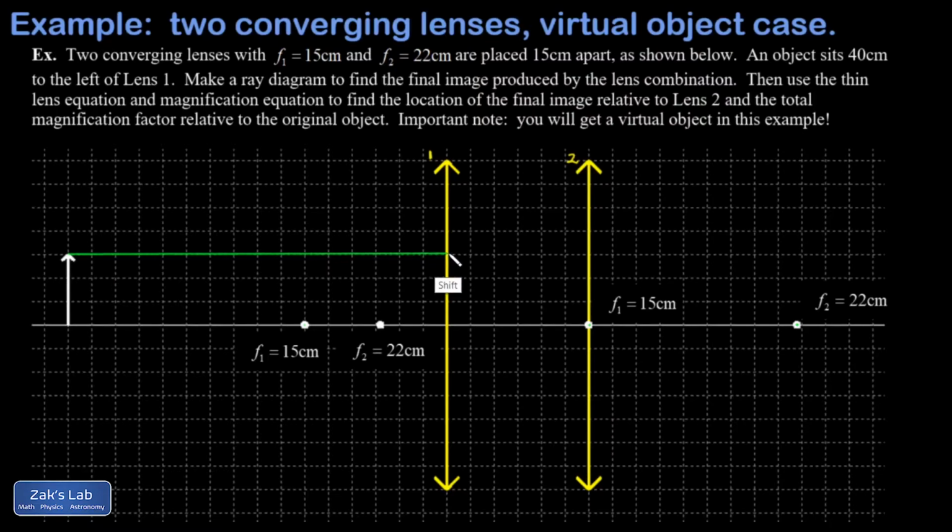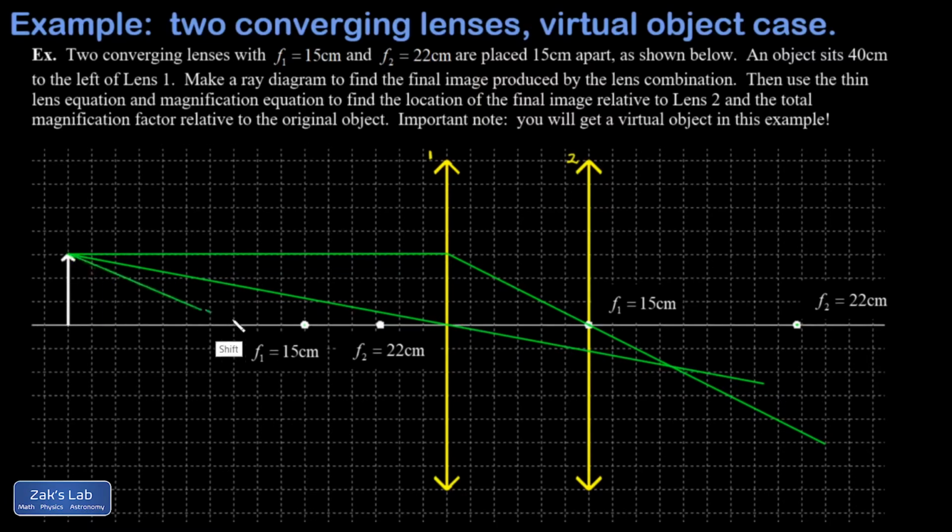I start going through my principal rays. I take a horizontal ray off that object. That's refracted through the focus of the first lens. Then if I take a ray through the center of the first lens, it's unrefracted. And finally, if I take a ray passing through the near side focus of the first lens, that's going to be refracted parallel to the principal axis. And I get all my rays converging to a point, and that's where the first image of the arrowhead will form.